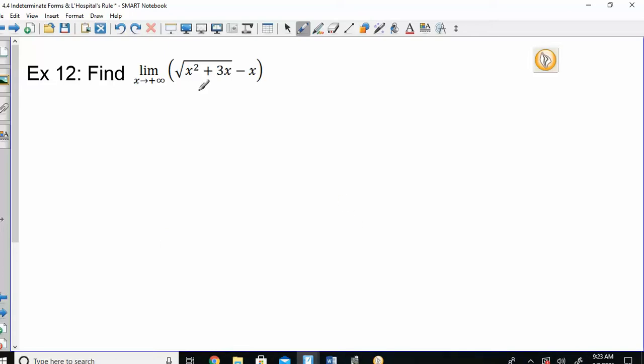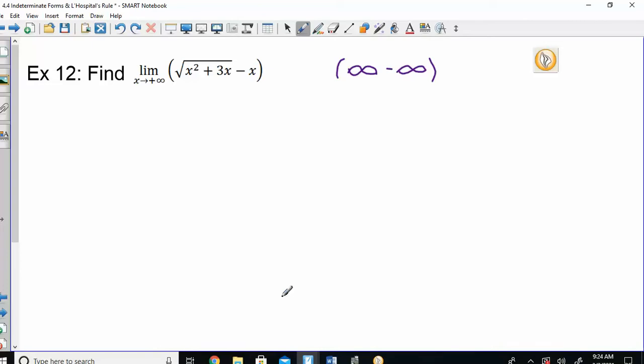So if I plug in infinity, infinity squared plus 3 times infinity is just infinity. Square root of infinity is still infinity. So this is infinity minus infinity. Indeterminate form, we have to somehow write this as a fraction. Is a common denominator really helpful here? No, because neither of those things are fractions. Can I factor out anything? No.